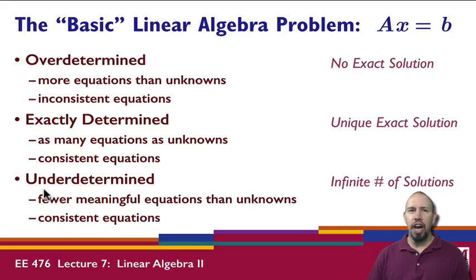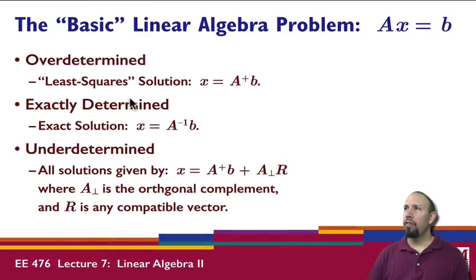And then finally, we have the underdetermined problem. That is, we have fewer meaningful equations than unknowns, and the equations are consistent. In which case, we can get an infinite number of solutions, and by solution, I mean exact solutions. So those are the three possible problems. The overdetermined case is solved using what's called the least squares solution, which involves the use of the pseudoinverse. For the exactly determined case, the exact solution follows using the inverse.